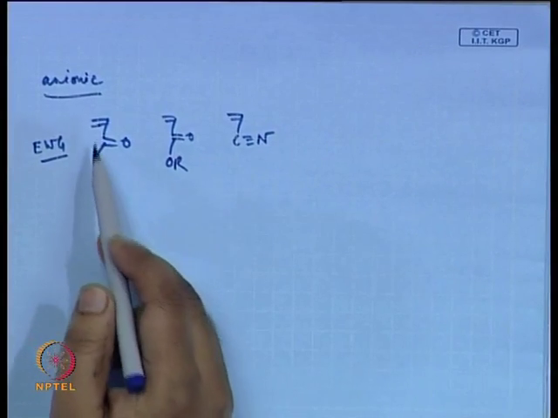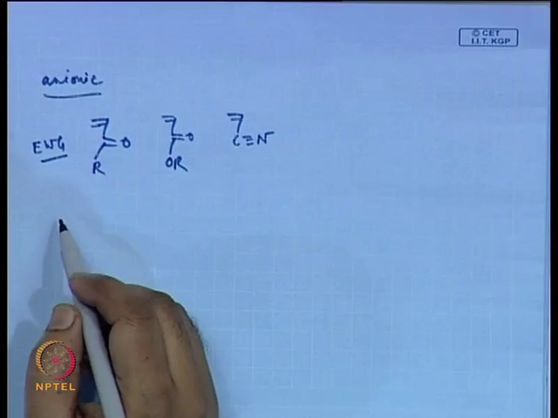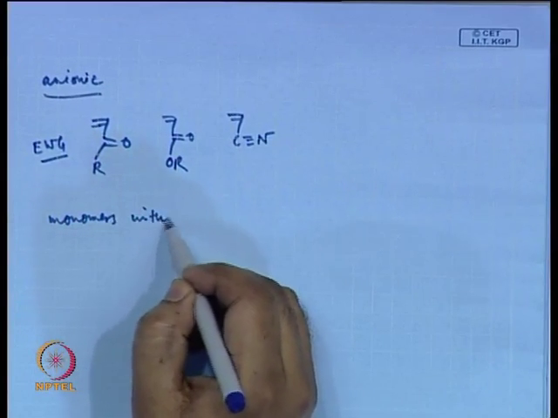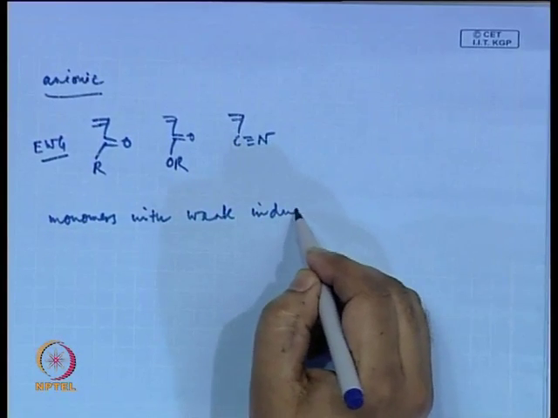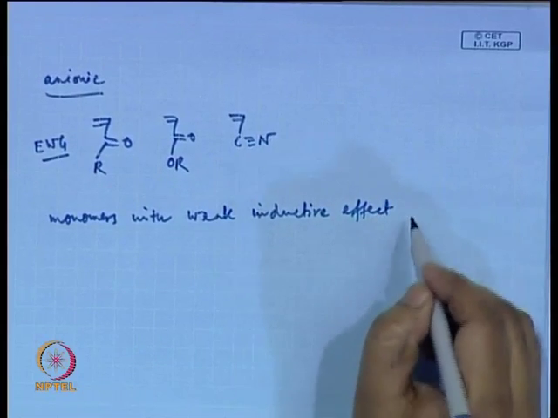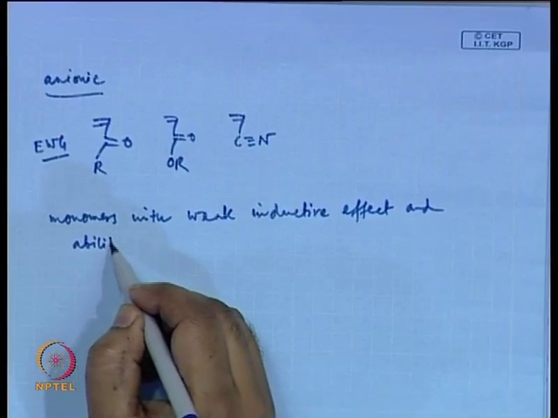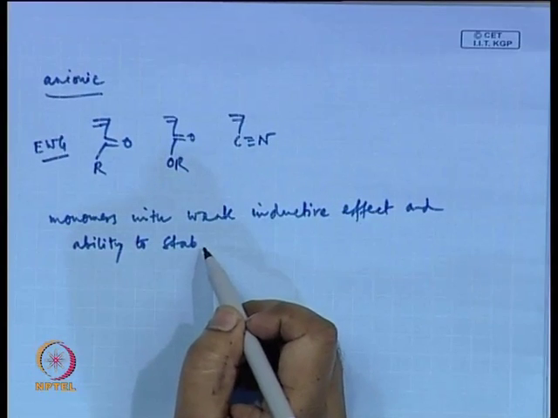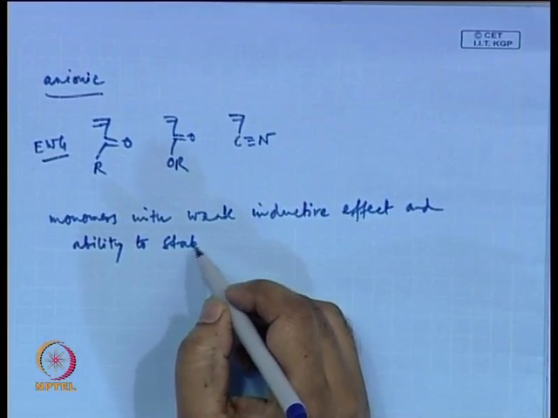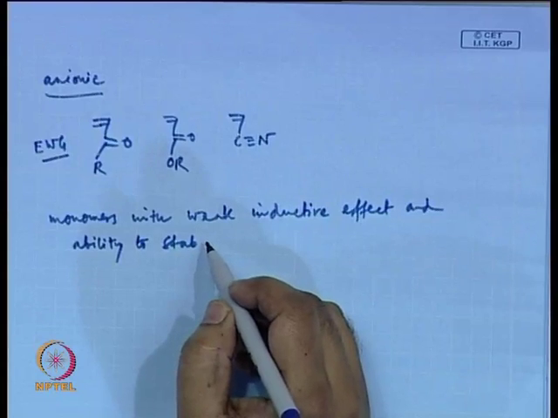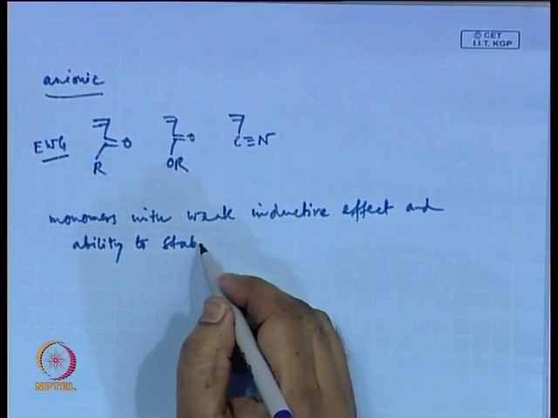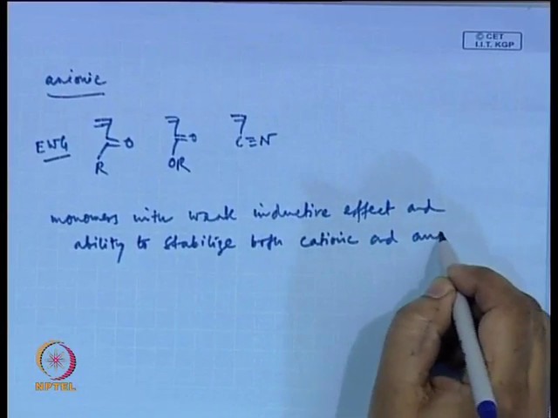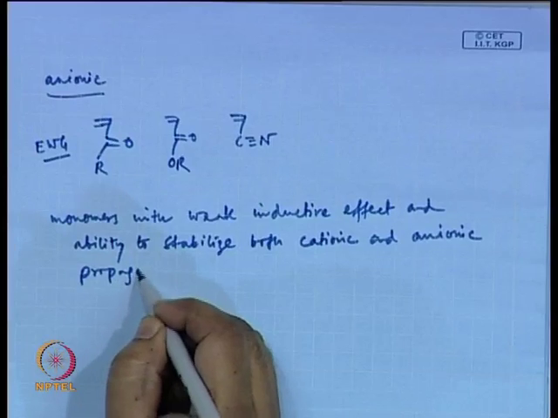So, in that sense, anionic and cationic polymerizations are very selective, and only monomers with weak inductive effect and ability to stabilize the propagating species by resonance, both for cationic and anionic, can be polymerized by both cationic and anionic. So, if I want to complete this sentence: inductive effect and ability to stabilize both cationic and anionic propagating species.